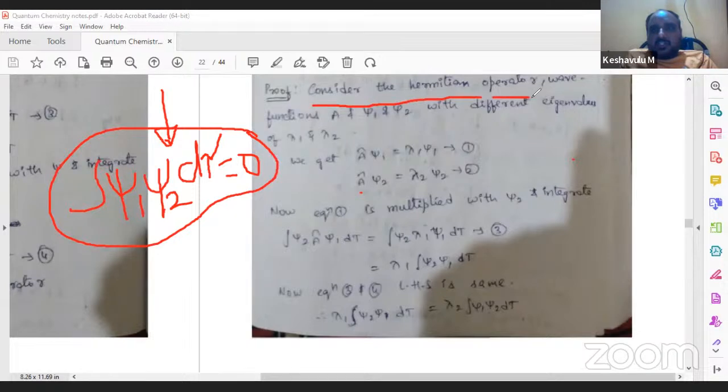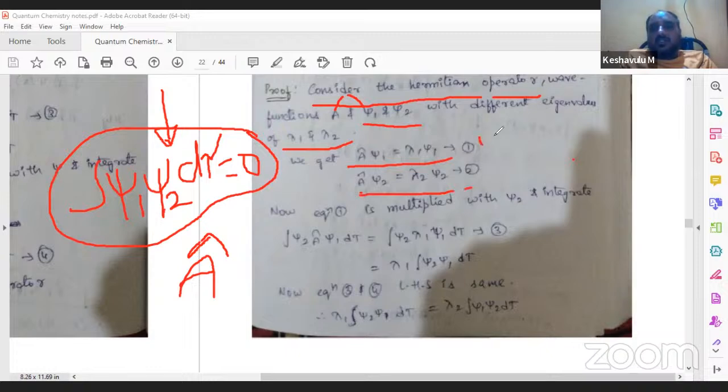Consider a Hermitian operator A. Same terminology here we use: A is a Hermitian operator. Psi 1 and psi 2 are the two wave functions with different eigenvalues, lambda 1 and lambda 2. Simply, the operator A operates on psi 1, and we get equation number 1. The operator A operates on the second wave function, and we get one more equation. This is equation number 1 and this is equation number 2.